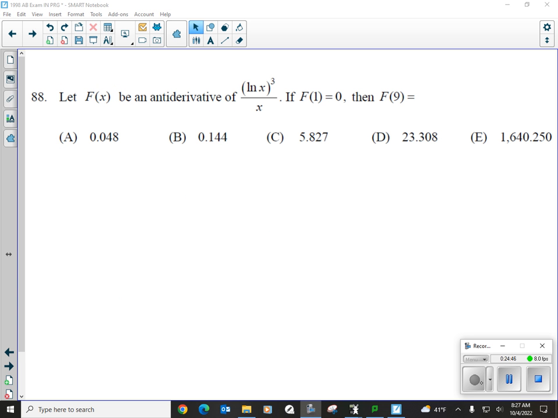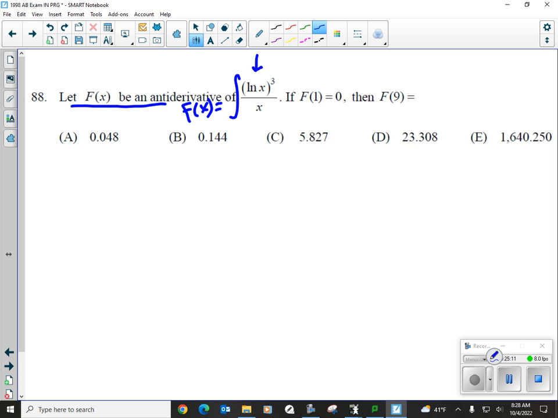Gosh, 88. Yeah, I said gosh. These seem so much more difficult than they actually are if you just understand your basic integral rule. 88 reads, let capital F of x be the antiderivative of this right here. That means if I integrate this, I'm going to get capital F of x. That's what this is telling you. If f of 1 is 0, then what's f of 9?